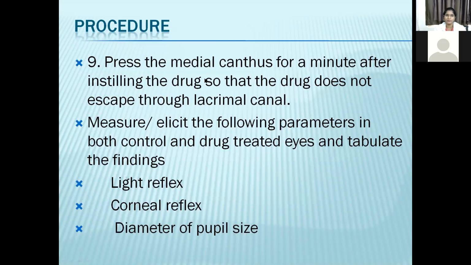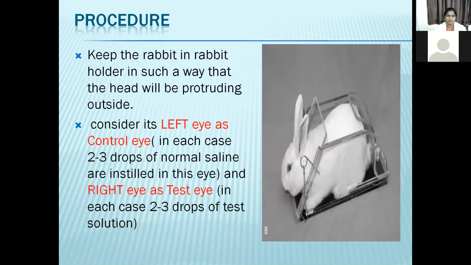And press the medial canthus for a minute after instilling the drug so that the drug does not escape through the lacrimal canal. Measure and elicit the following parameters in both control and drug-treated eyes and tabulate the findings. What are those? You have to measure light reflex, corneal reflex, and pupil size, whether it is increased or not. So this procedure you have to write in your records.